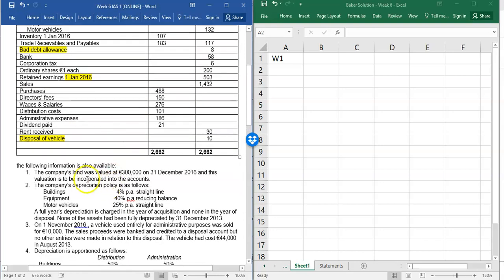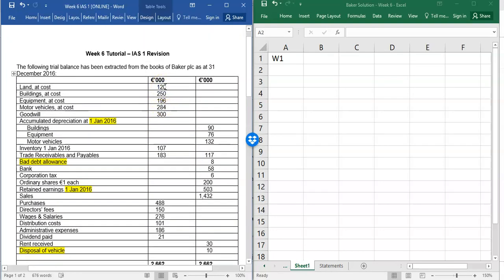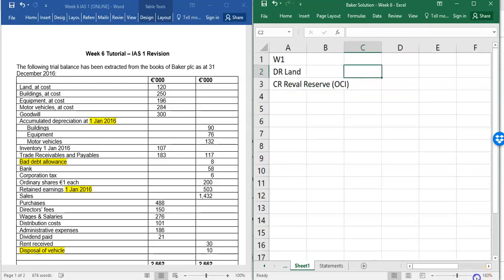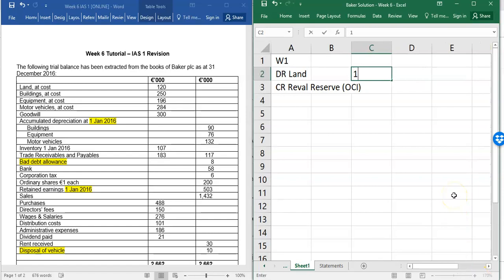So your total land here is revalued at the end of the year to 300. It's currently in at 120. Now this is a nice straightforward revaluation under IAS 16. Why? Because there's no depreciation. Land is not depreciated. So you just debit your land to increase the asset and you will credit your reval reserve. And that will go through other comprehensive income in your statement of profit or loss. So that's going to be a 180 revaluation gain.